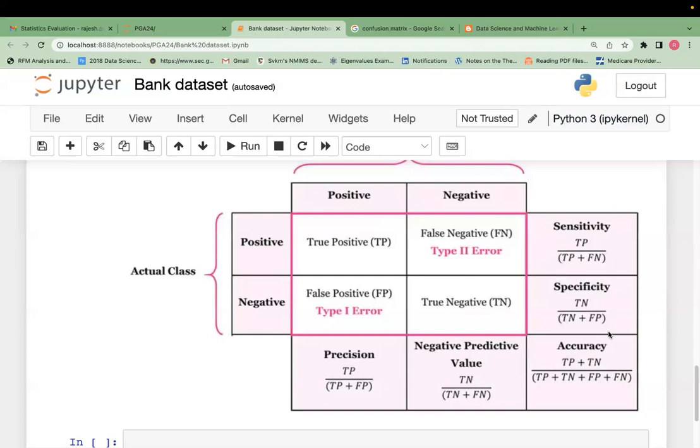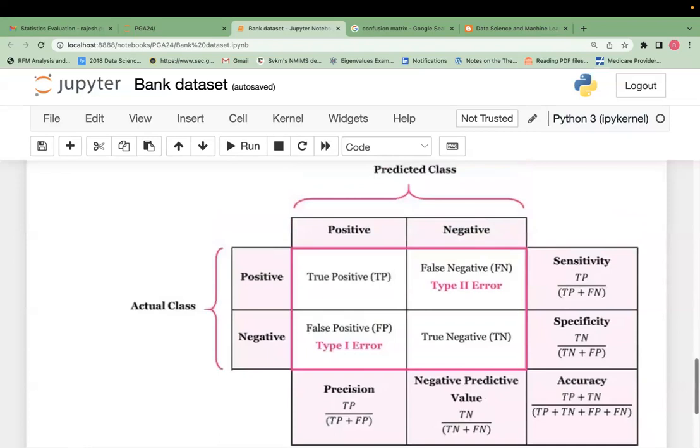So this is a confusion matrix, which is a 2 by 2 matrix. 2 by 2 means 2 rows and 2 columns, right? It's a cross tabulation between the actual class and the predicted class. And which class is positive or negative depends on the business problem. These are the various formulas. The primary is accuracy: true positive plus true negative, divided by true positive plus true negative plus false positive plus false negative. Then sensitivity or recall.